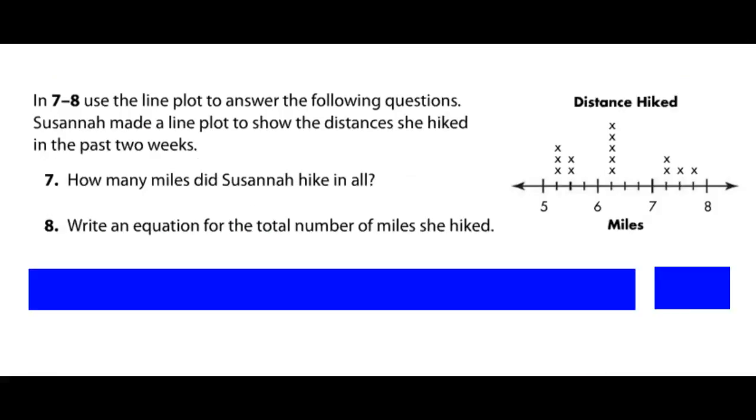Okay, so here we have Susanna. She made a line plot to show the distances she's hiked in the past 2 weeks. So the question is, how many miles did she hike in all? So when we look over here at our line plot, we're going to notice that not all of the hashes are marked, so we're going to have to figure out what each of those hashes mean.